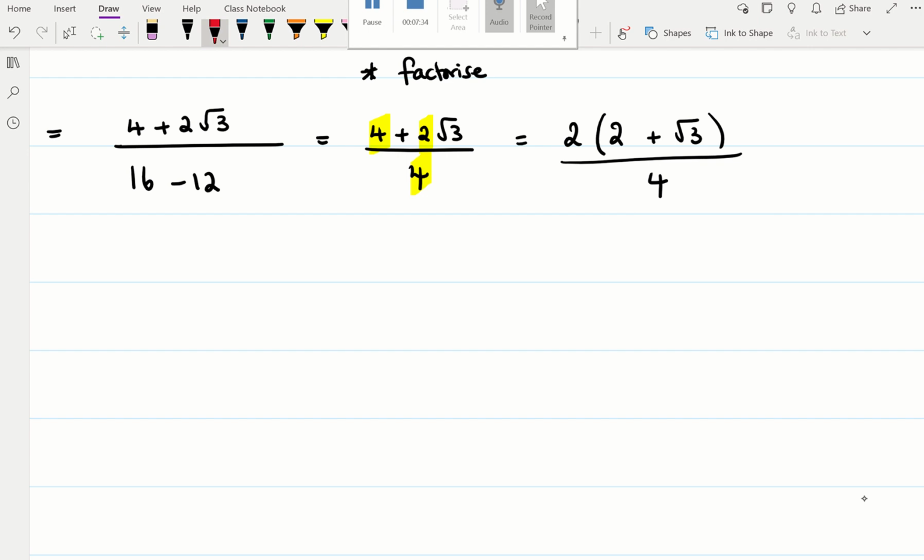2 divided by 4 is a half. This gives me a 1. This gives me a 2. So my final answer is 2 plus root 3 over 2, which is exactly the answer that I got when I used the calculator. But always check whether you have simplified your fraction fully.